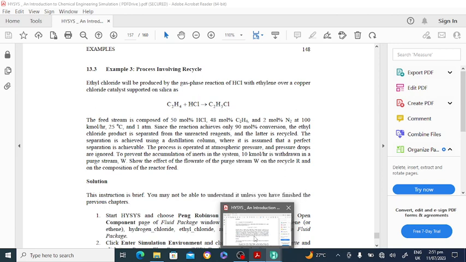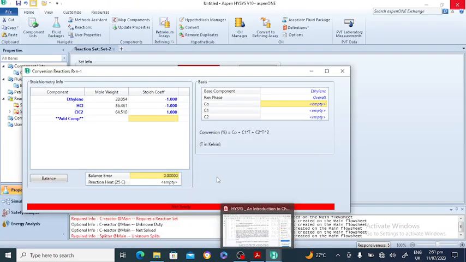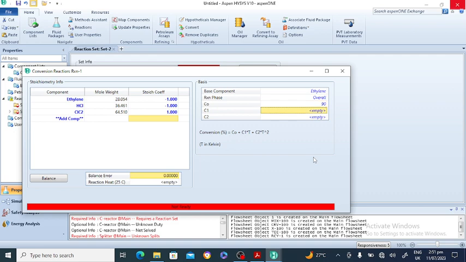The reaction achieves only 90 mole percent conversion, so 90% of the ethylene is converted into ethyl chloride. Click on 90, so it is added. We have no information about C2. If you have information about C1, C2, the temperature in Kelvin and C0, you can also define your conversion percentage.